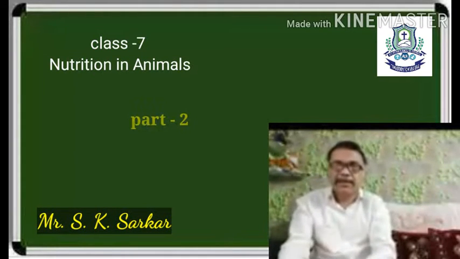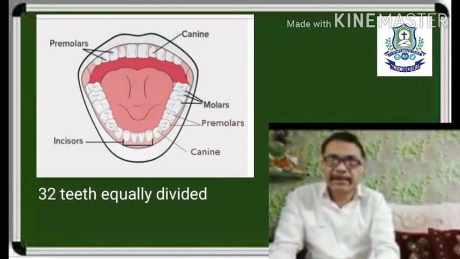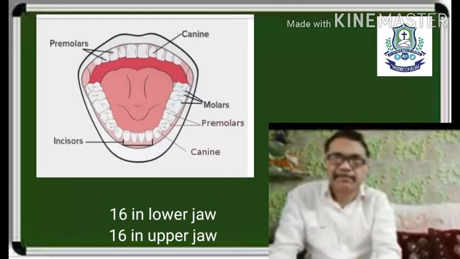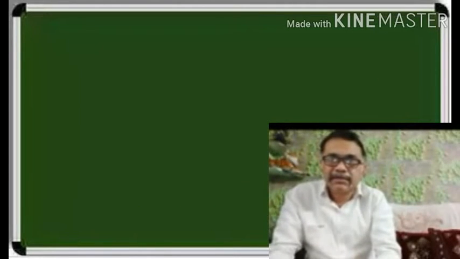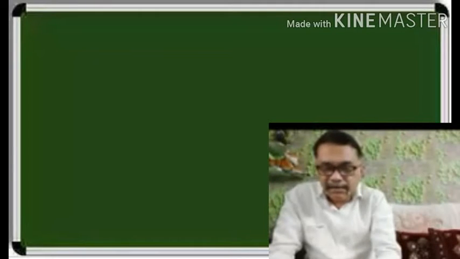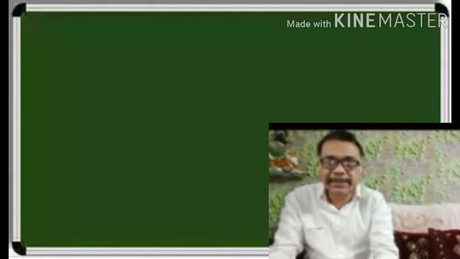Now these 32 teeth are arranged in two jaws, equally divided. That means 16 in the lower jaw and 16 in the upper jaw. In the lower jaw or upper jaw, the distribution of teeth is the same. So I will discuss the arrangement of teeth in one jaw only. Maybe upper, maybe lower, whatever it may be, it will be the same.